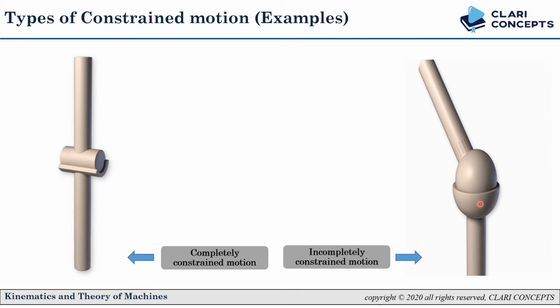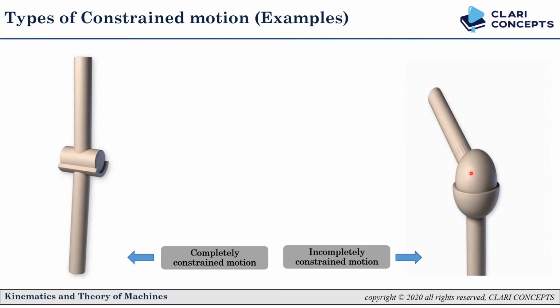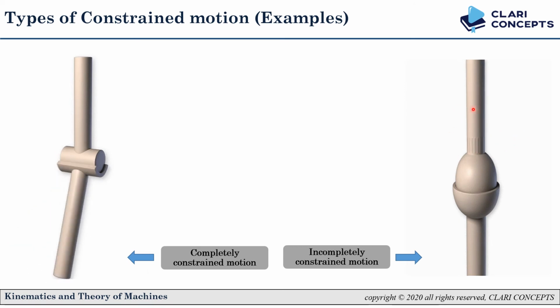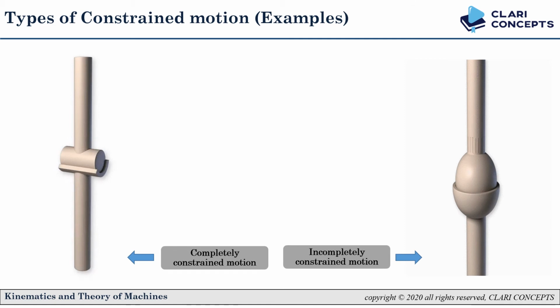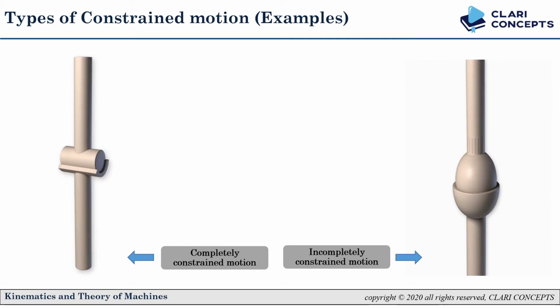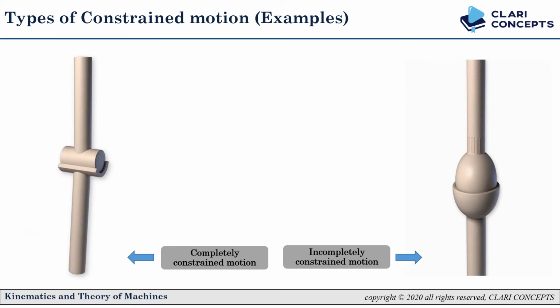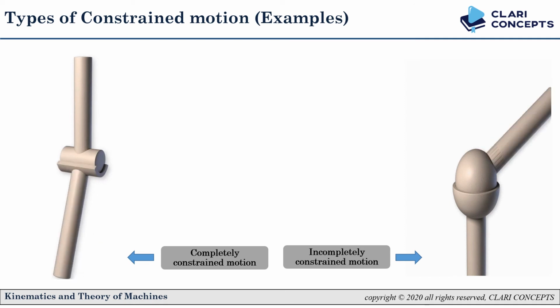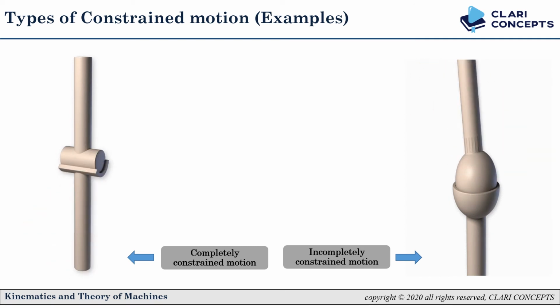Why? Because it is now dependent on direction of external force. If you try to rotate it around the x-axis, it will rotate. If you try to rotate it around the y-axis, it will rotate. And if you try to rotate it around the z-axis, it will rotate. Right? So this is an example of incompletely constrained motion.